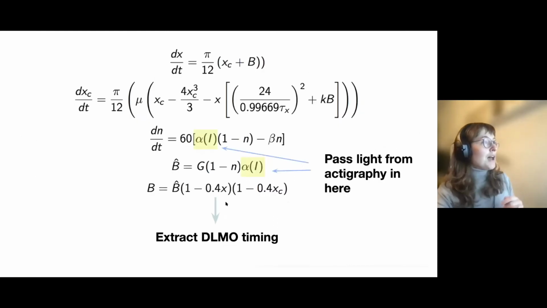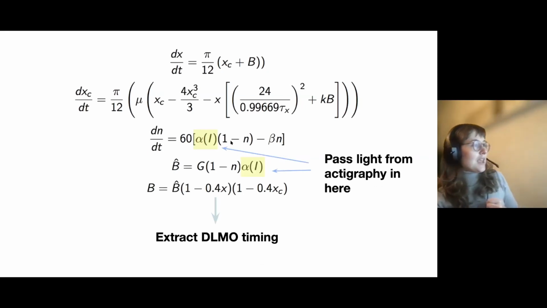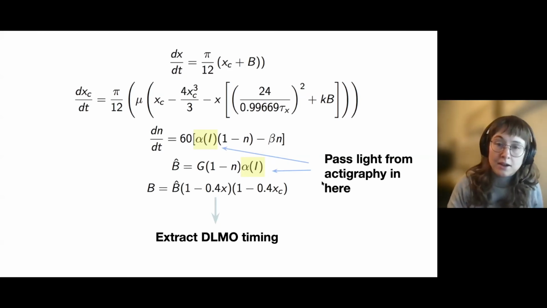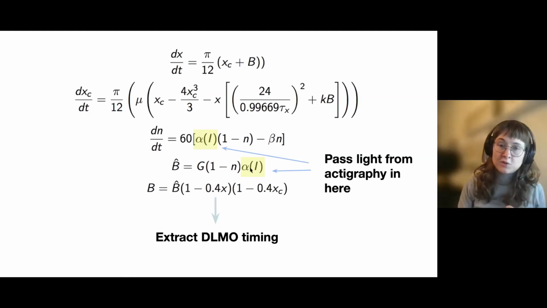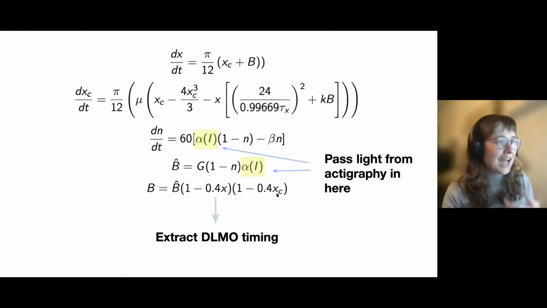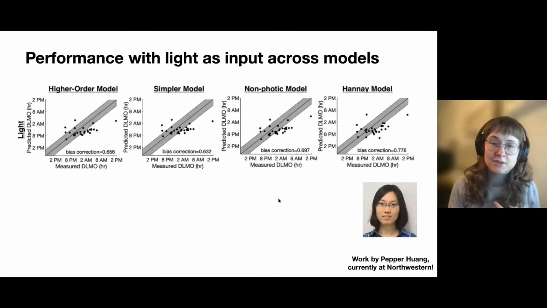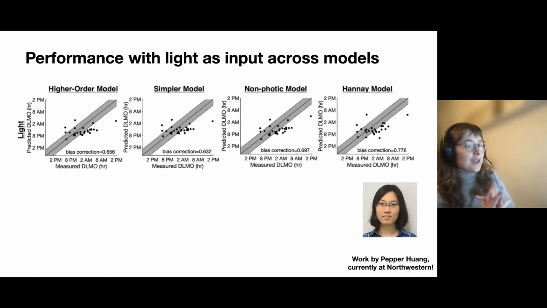And being a good modeler, I said, hey, let me get out my Van der Pol oscillator of choice and let me take your light from the actigraphy of the shift workers and start passing it in as alpha of I right here, and then extracting DLMO timing and seeing how we do. And I said I was doing this, but really it was Pepper Huang. I had some of the original ideas around this, but the person who really got this work across the finish line and did an amazing job at it is Pepper. She's currently a postdoc at Northwestern.